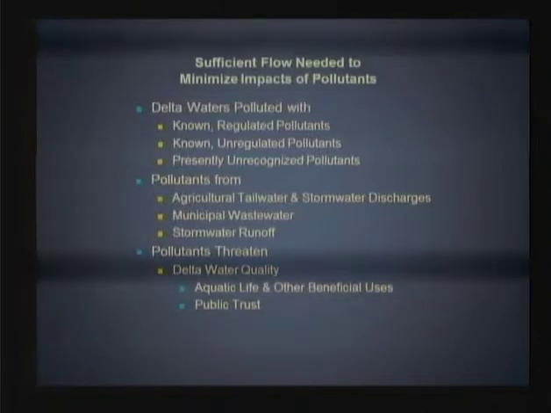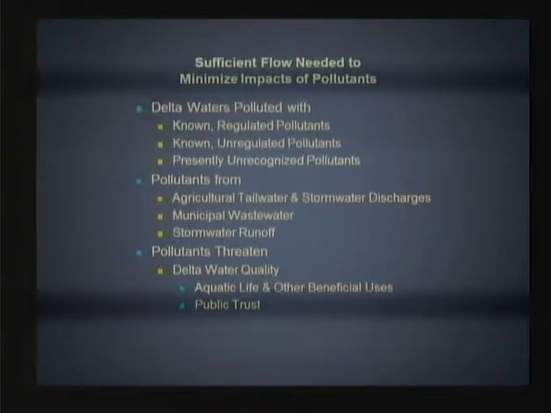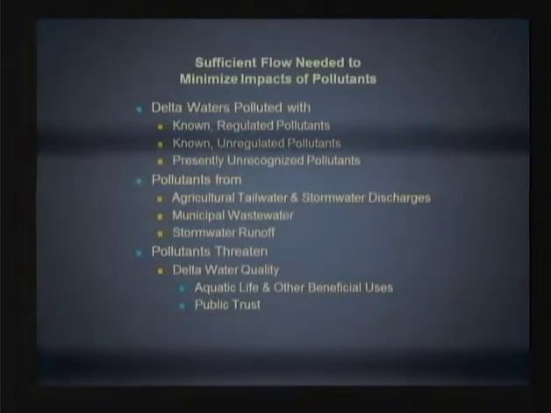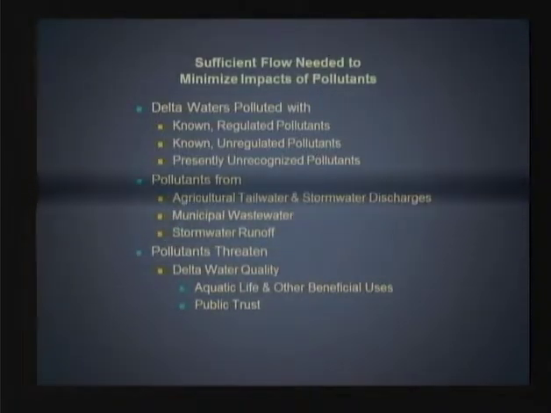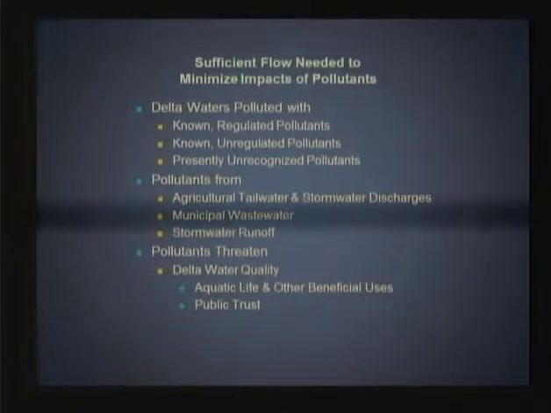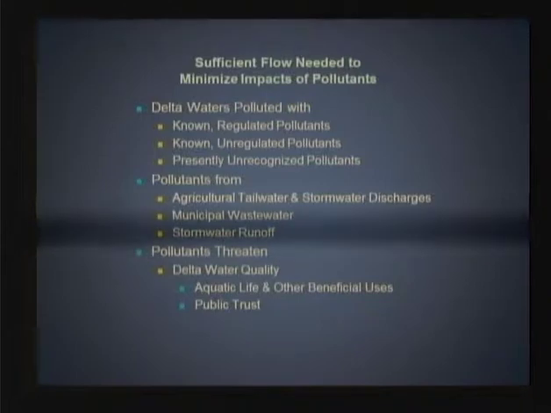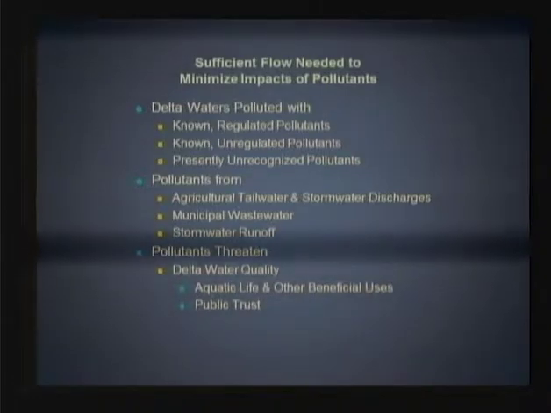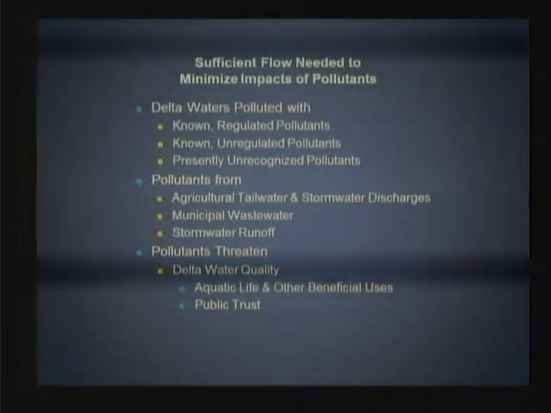We have what I call three different kinds of pollutants that need to be considered. There are the classic pollutants, 100 or so regulated pollutants for which water quality objectives are set up by the Clean Water Act. We have unregulated known pollutants, where we know they are present in the Delta, but we're not establishing or implementing water quality objectives to control them. And the third group is the unrecognized pollutants, a vast arena which we're not addressing at all, either through water quality objectives or otherwise.